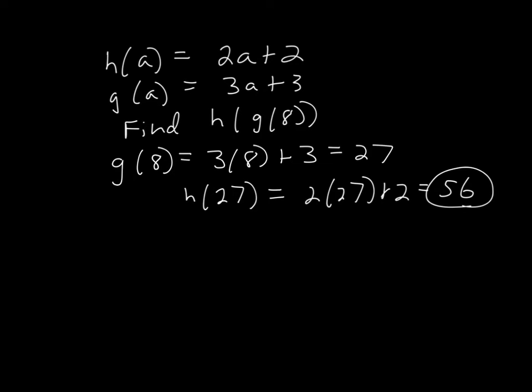So what you want to get straight here is this is not multiplying. We're not taking h times g. We're taking h of g of 8. So we do this first, get the answer, whatever that answer is, and then put that answer back into here, which I rewrote, and then you take that answer and plug it into the other function. Let's do it again.